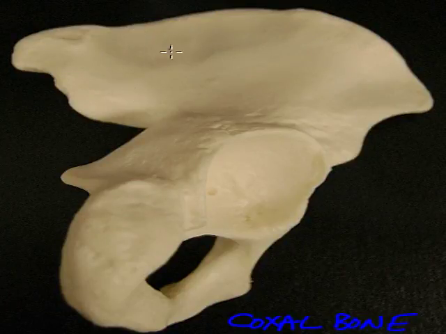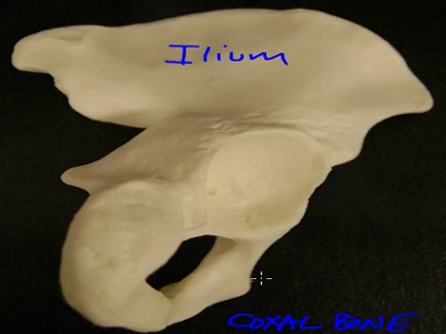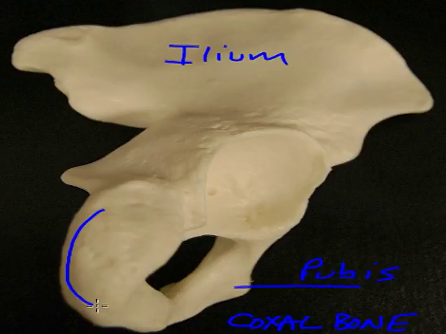We have the superior ilium. This is the anterior pubis. And that leaves our posterior ischium.